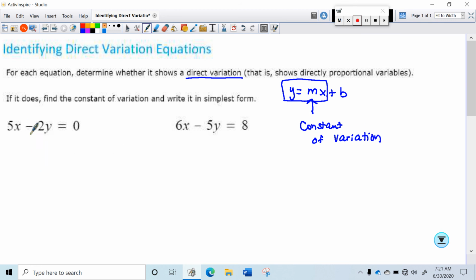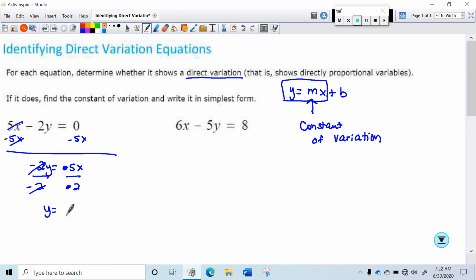Okay, so I'm trying to get the y by itself, so I've got to subtract 5x from both sides. Opposites cancel. Negative 2y equals 0, take away 5x is negative 5x. Divide both sides by negative 2. So negatives cancel top and bottom. So y equals 5 halves x.